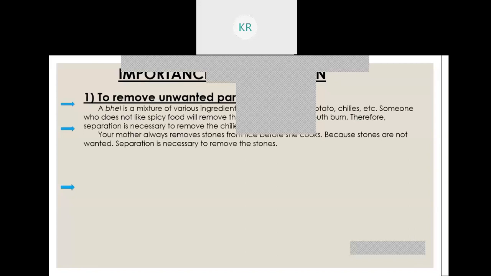Next example you can see here. Your mother always removes stones from rice before she cooks, because stones are not wanted. We are not going to eat them. So, separation is necessary to remove the stones. So, the first point is to remove unwanted particles.